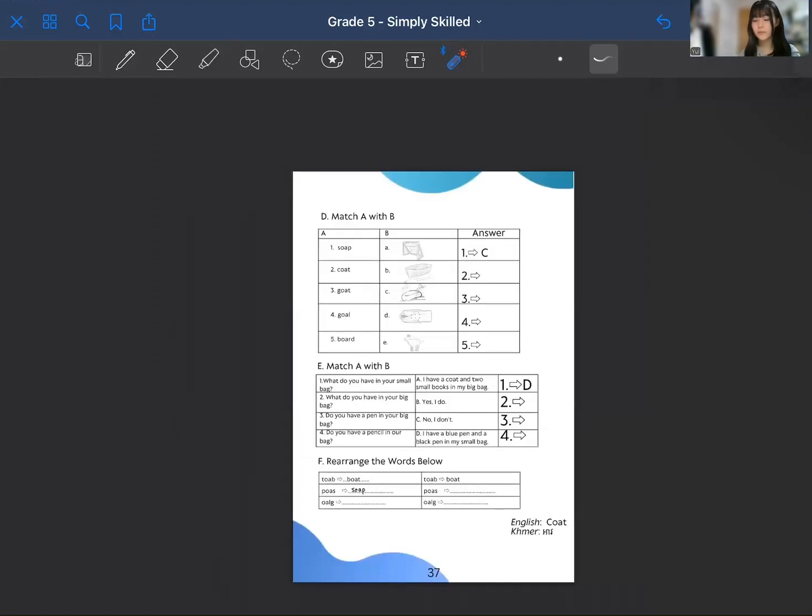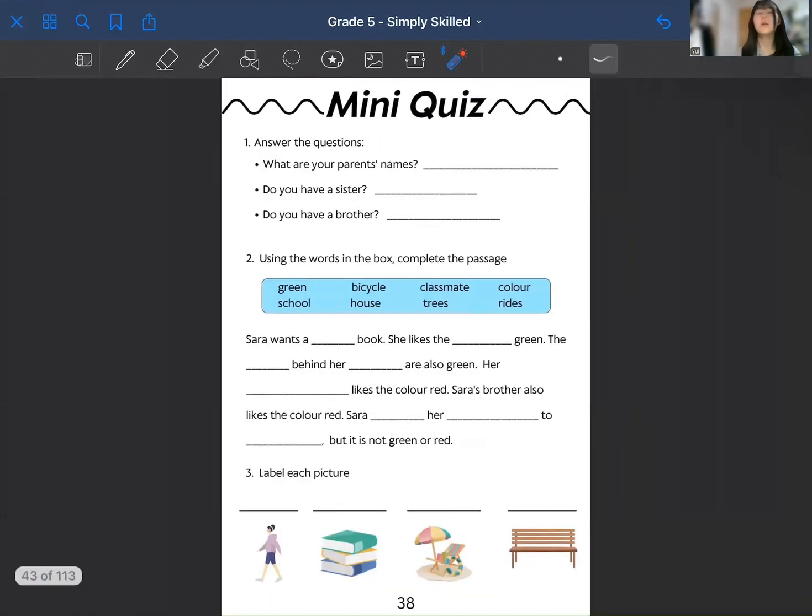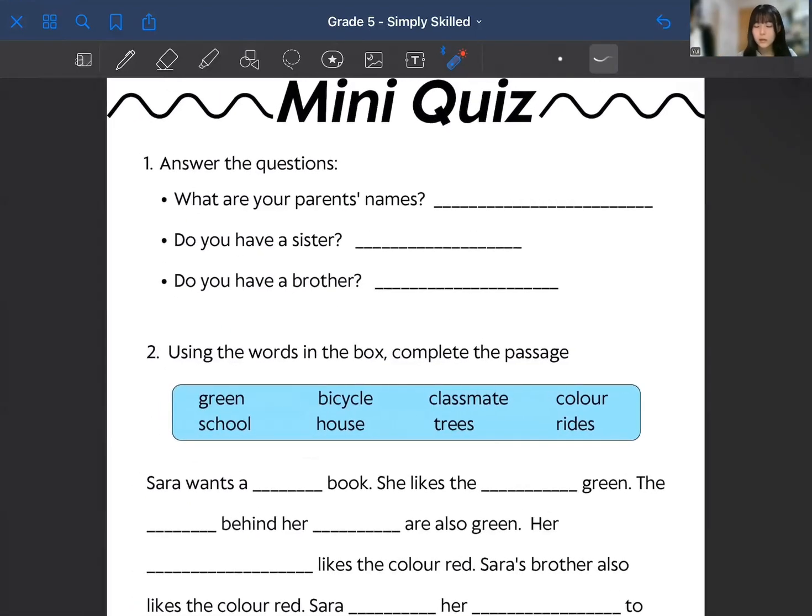Okay, so now we have a mini quiz today. So let's do number 1. It says, answer the questions. What are your parents' names? Do you have a sister? Do you have a brother? So in the first question here, you can just write down your parents' names, maybe the first name. You can write your full name, write it down. And then for, do you have a sister or a brother? You can just write yes or no.